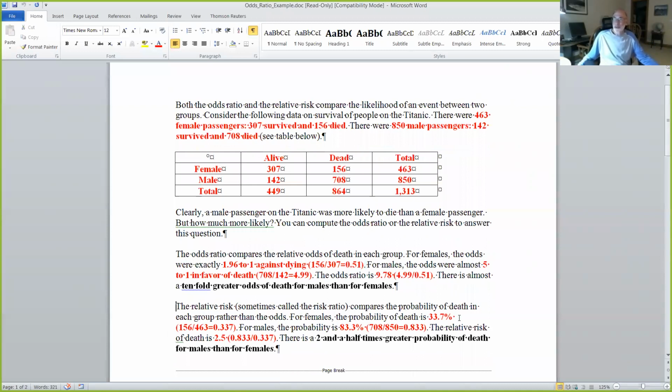For females, the probability of death was 33.7%. For males, the probability is 83.3%, again referring to the numbers up in that table. So the relative risk of death is 2.5: 0.833 divided by 0.337. And it would be accurate to say there's 2.5 times greater probability of death for males than for females. Even then, we're only talking about the ratio of the probability for one group to the probability for the other group, although I think this one is a little bit closer to what people might be able to interpret.